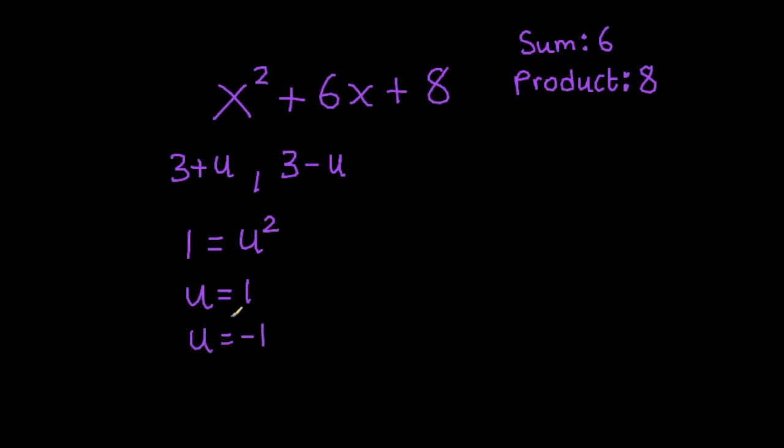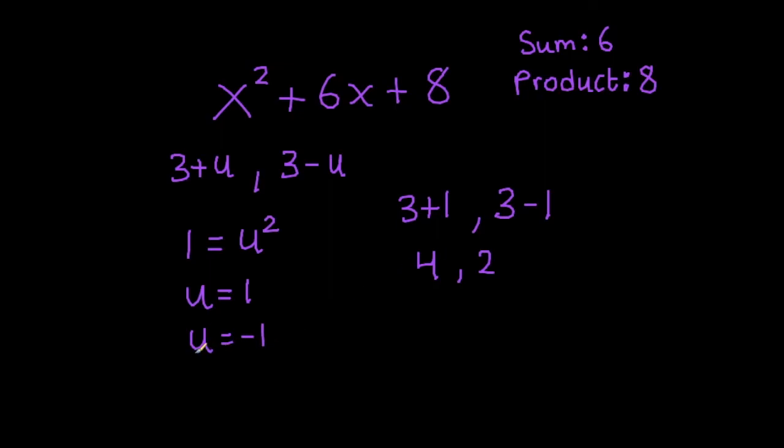And it doesn't matter which u we choose, because the two numbers we're going to get are going to be the same, no matter what u we choose. Okay, so let's say we choose u equals 1. So our two numbers will be 3 plus 1. That's our first number. And our second number is 3 minus 1. So we have the numbers 4 and 2.